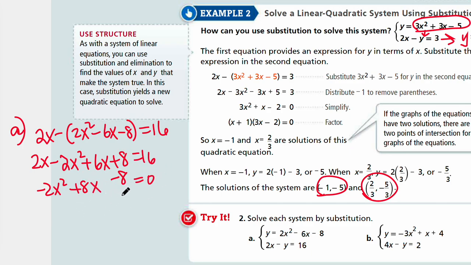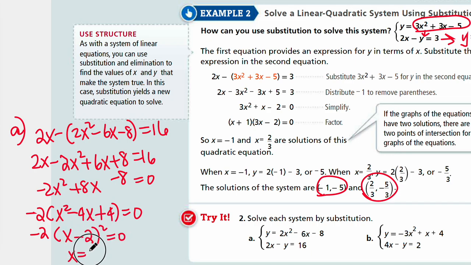And then you can factor out your greatest common factor. And you'll get -2 times x squared minus 4x plus 4 is equal to 0. And then you'll see that this is going to be exactly x minus 2 squared. So your x is just going to be 2. So you only have one solution in this case. And your solution should just be 2, comma.